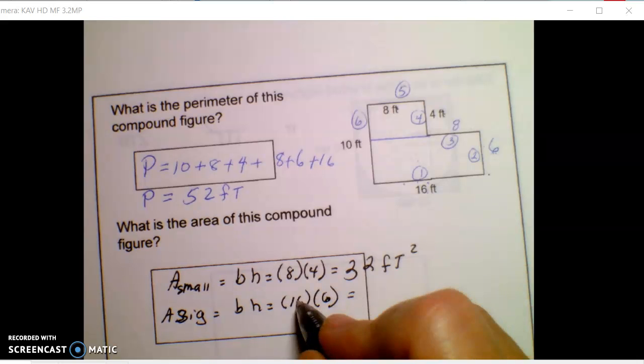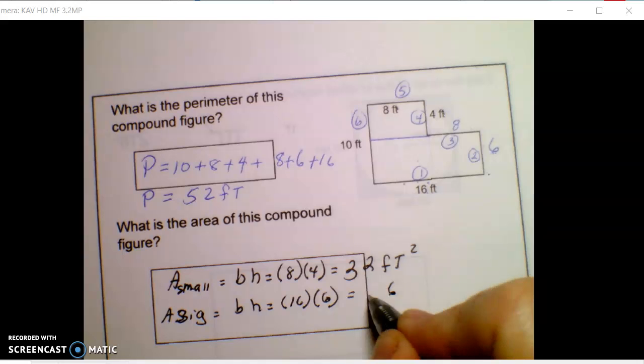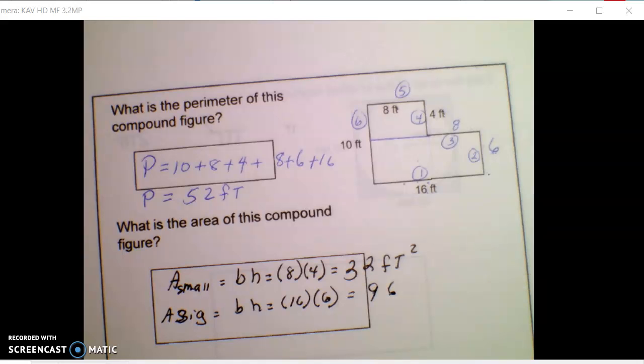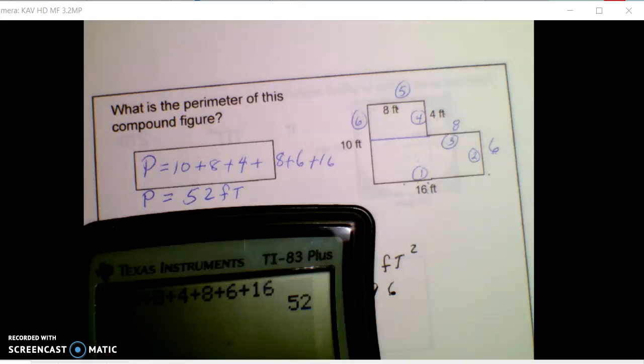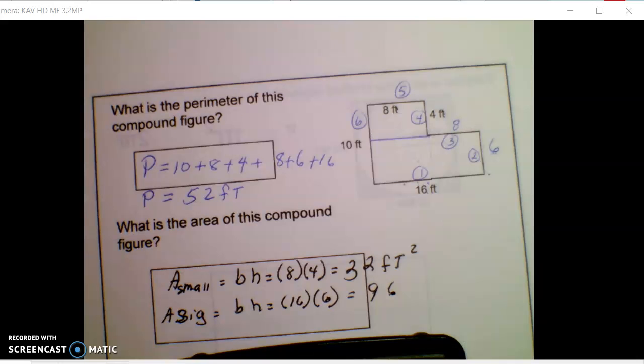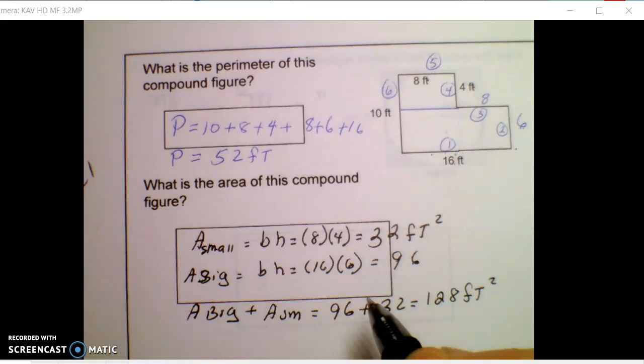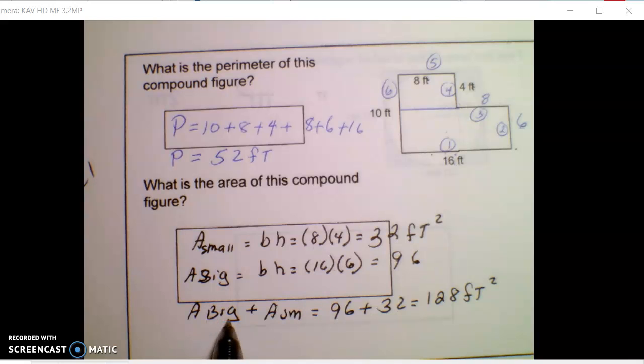Okay, so if I do 6 times 16, I believe I get 96. Let's double check that just to make sure, because I've been known to make mistakes, especially in the morning. So 16 times 6, it is 96. Okay, so now what we're going to do is add those 2 sections together. Area of big plus area of small is equal to 96 plus 32 is equal to 128 feet squared.